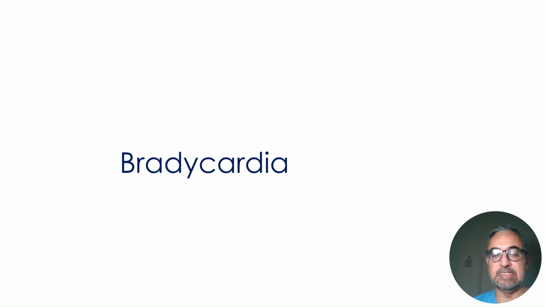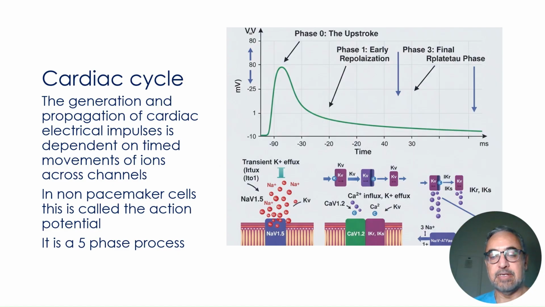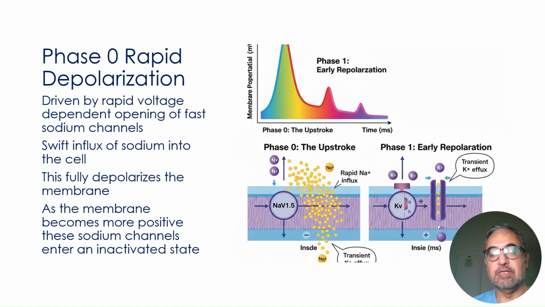So today we're going to discuss bradycardia starting from basic science principles. The cardiac cycle comprises phases 0, 1, 2, 3, and 4, a total of 5 phases. This is because of electrical impulses based on time movements of ions across the various channels. Phase 0 is the rapid depolarization.